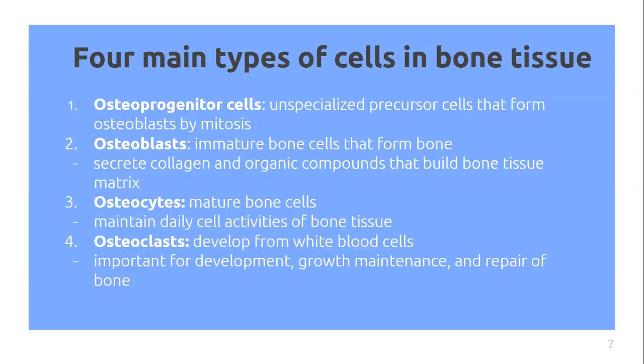And lastly, we have osteoclasts, which develop from white blood cells actually. These are very important for development, growth, maintenance, and the repair of bone. So it's really important. When you're growing, when you're going through puberty, your osteoclasts are going to help your bones grow and for you to get taller.